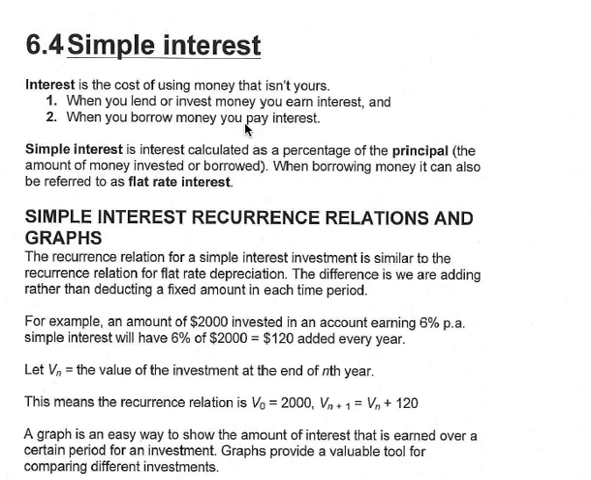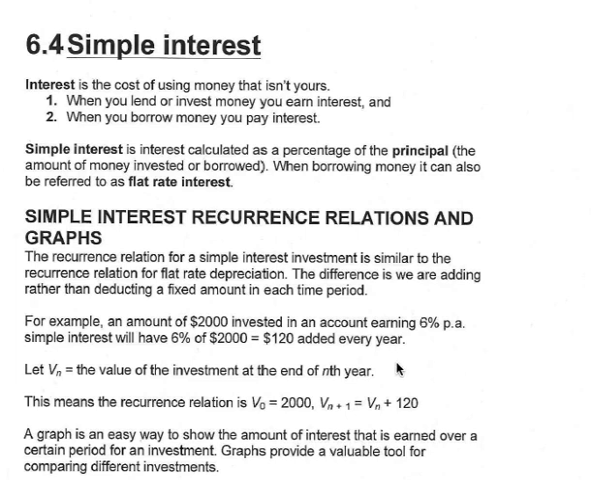Now, simple interest is built on either an investment of money that you've earned and earning interest over time, or paying interest from borrowing money, perhaps from a bank or a lender. It's calculated using a percentage of the principal, or the amount of money borrowed or invested, and it's usually known as a flat rate interest. So it goes up exactly the same amount every year or every term.